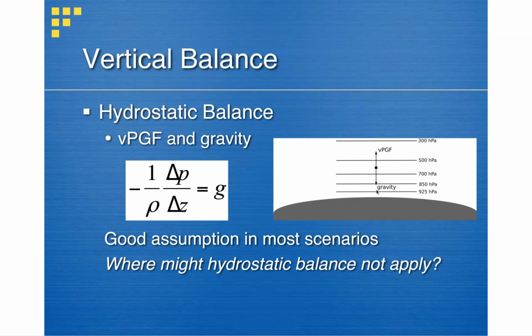Now, there are a few scenarios where this would be violated. Can you think of some? What might be one example that has thunderous applause when it occurs? That's right, I led you to it. Thunderstorms, of course. In thunderstorms, we could actually see vertical accelerations, and this hydrostatic balance is violated.